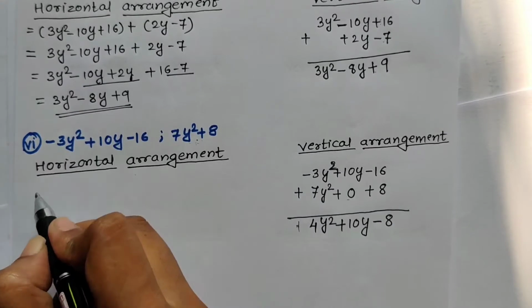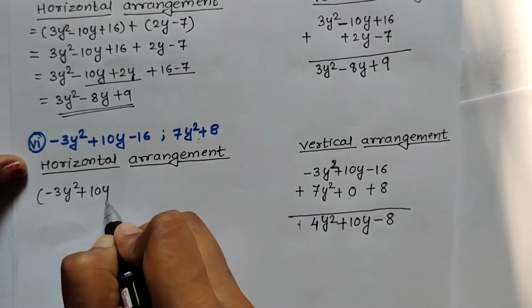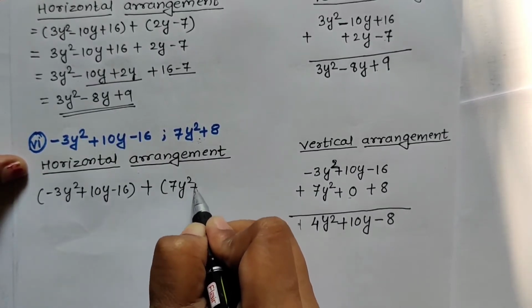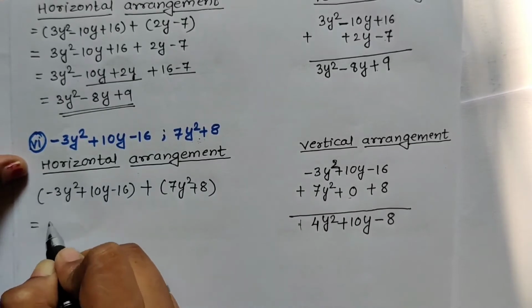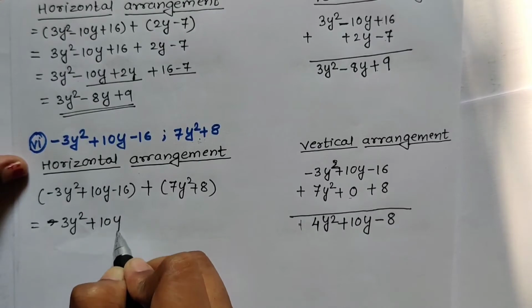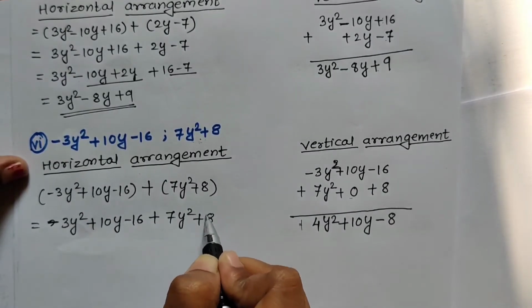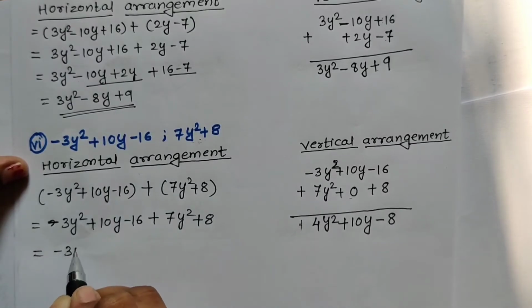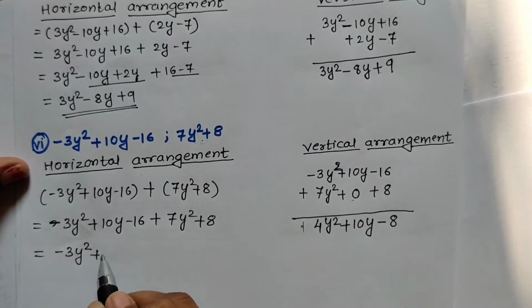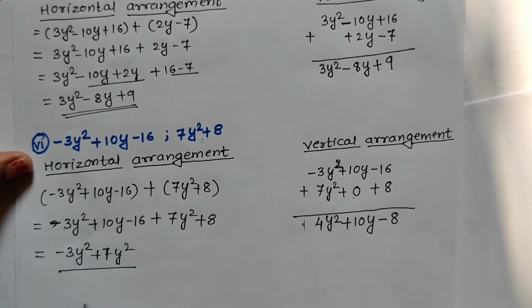Same way, solve in the horizontal arrangement. Minus 3y square plus 10y minus 16 plus 7y square plus 8. Solve it, remove the bracket. Minus 3y square plus 10y minus 16 plus 7y square plus 8. What is the next step? We write the same terms, that is like terms, together. So minus 3y square plus 7y square, like terms.